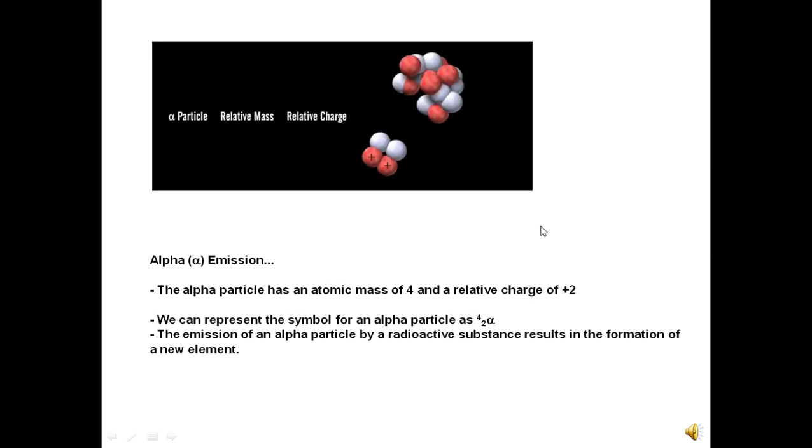So alpha emission then, relative to the other 2, this is an enormous particle. 2 protons and 2 neutrons. It has a mass of something like 8,000 times the mass of a beta particle. So it's a really big particle relative to the other 2. So it has a mass number of 4, because it has 4 particles, 2 protons, 2 neutrons, and an atomic number of 2, because there are 2 protons in those 4 particles. Because it's got 2 protons, it has a double positive charge, +2.